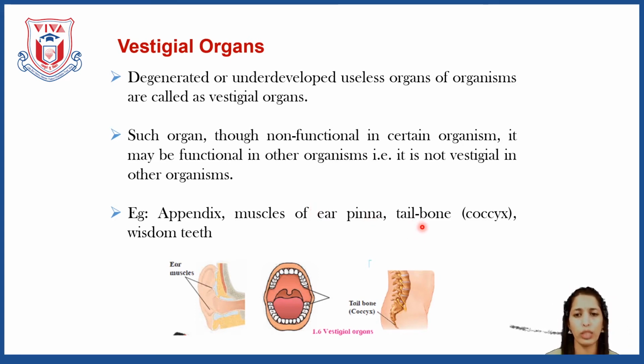Again we have the tailbone, that is the coccyx. Now we don't have a tail, so this tailbone is also a vestigial organ for us. Then wisdom teeth. Do you think they actually use wisdom teeth for chewing? So wisdom teeth are also a vestigial organ. So we have a list of vestigial organs which are underdeveloped or degenerated, useless organs. First is the appendix, second is the muscles of the ear pinna, then the tailbone, then the wisdom tooth. Remember, the appendix is a vestigial organ for humans, but it is a useful, functional organ in ruminants. Okay, so the vestigial organ is also an evidence of evolution.